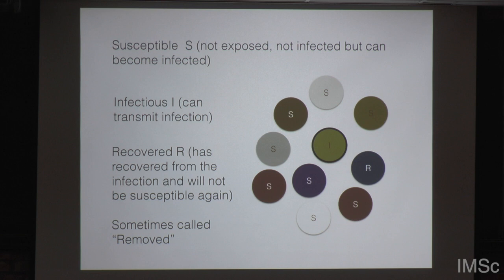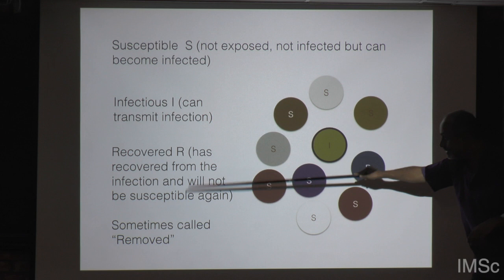Infectious category is a person, individual, someone in this box who can transmit the infection to someone else. And the recovered box is people who have recovered from the infection and will not be susceptible again. Okay? There are classes of diseases where after recovering, you can go back to being susceptible. For example, the common cold. If you have a cold this year, there's no guarantee that you will not get a cold next year. It may not be exactly the same cold, but we will call it the cold to make things simple. Sometimes recovered is also called removed.